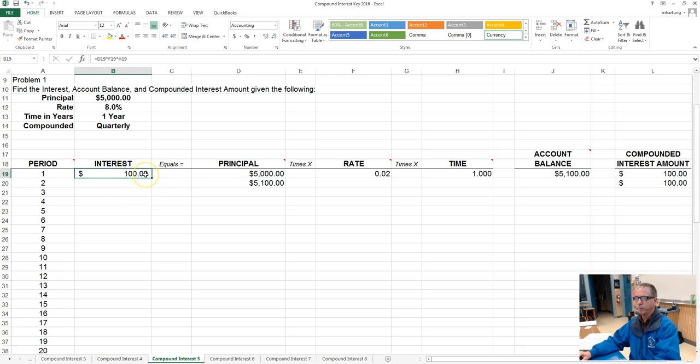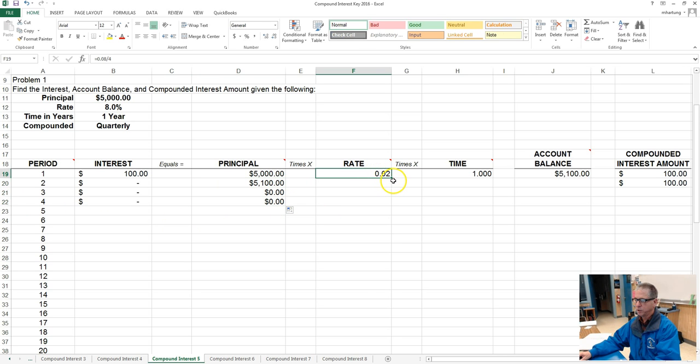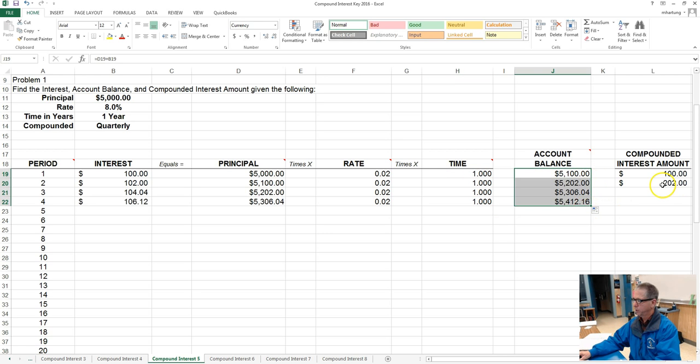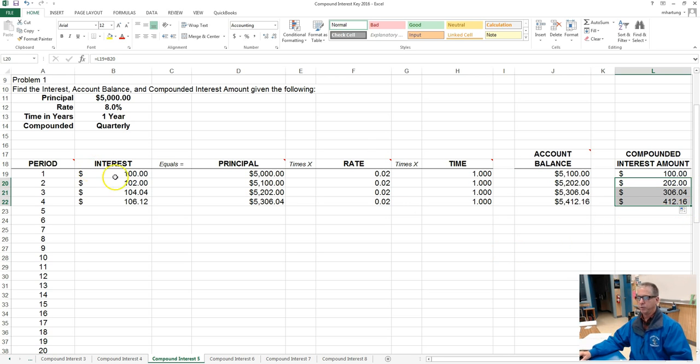So now, because it's going to be the same, we can simply come here and grab that copy handle right there. And we want 4 periods. So we're going to copy it down to the 4th period. Copy this one down to the 4th period. And pretty soon we're going to see some numbers start filling in here. Magic. It's going to happen. Here we go. Oh, I see some changes. There we go. And one more. We should have it complete. There we go. So there's our interest calculations.